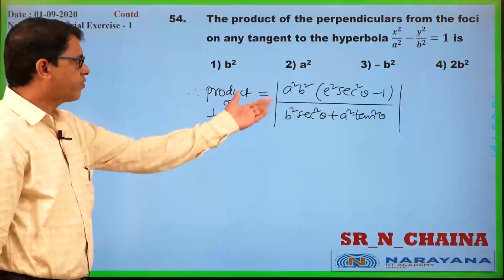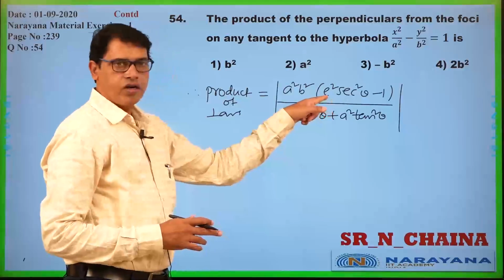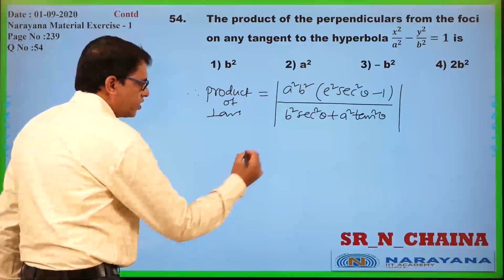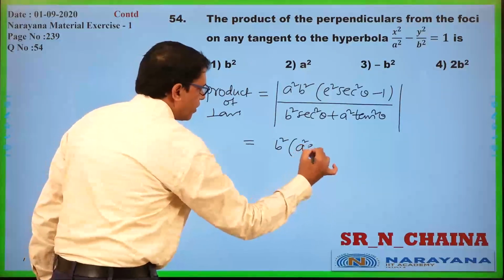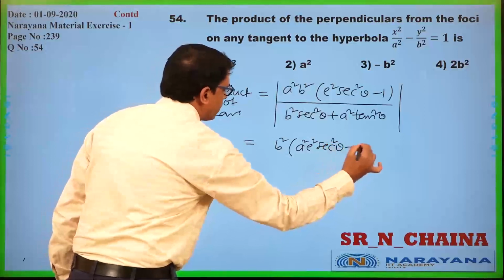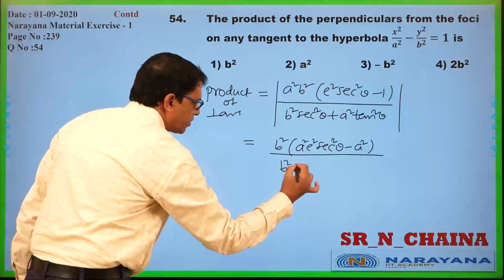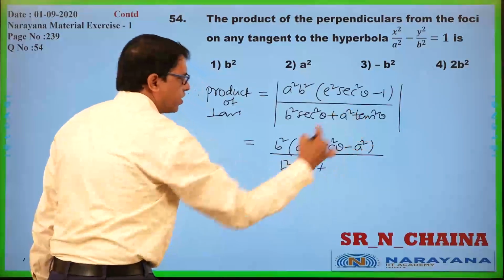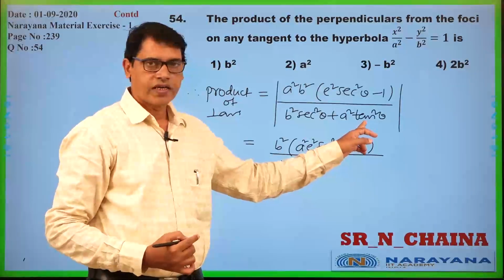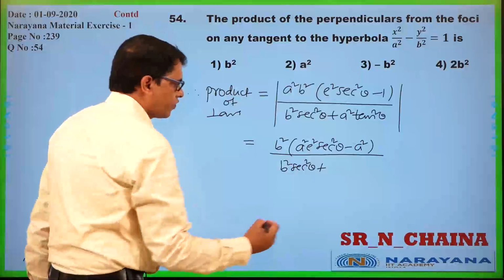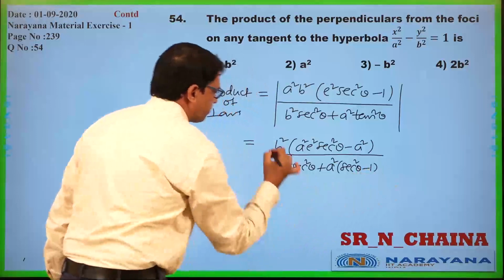Okay. Now let us simplify. So here what I am doing? Take e square to the inside of the brackets. That implies a b square into a square e square secant square theta minus a square upon b square secant square theta plus, here in the place of tan square I can write secant square theta minus 1. This will be a square into secant square theta minus 1.